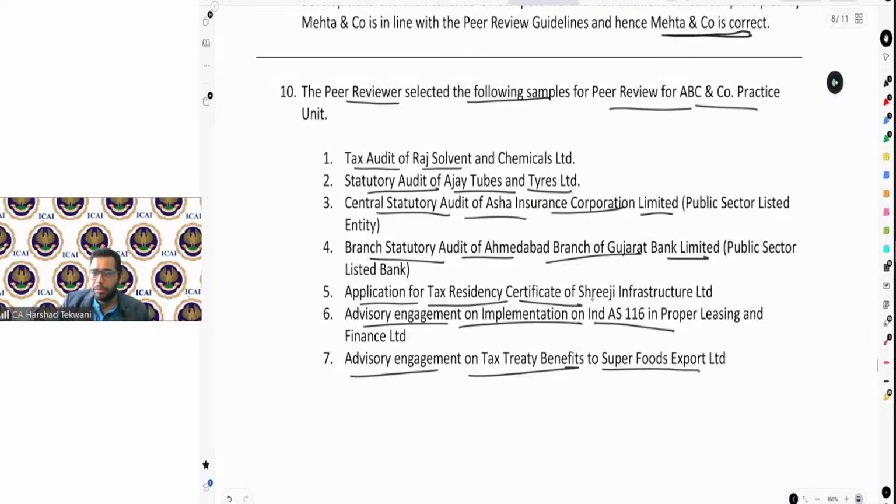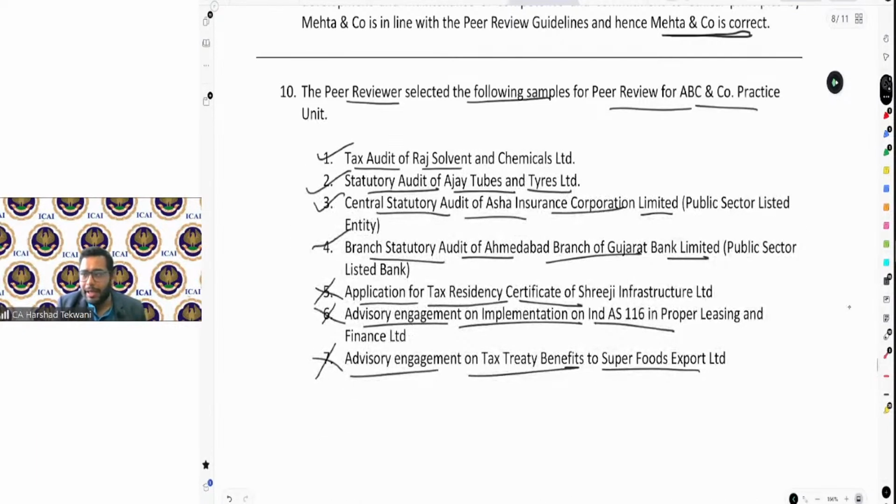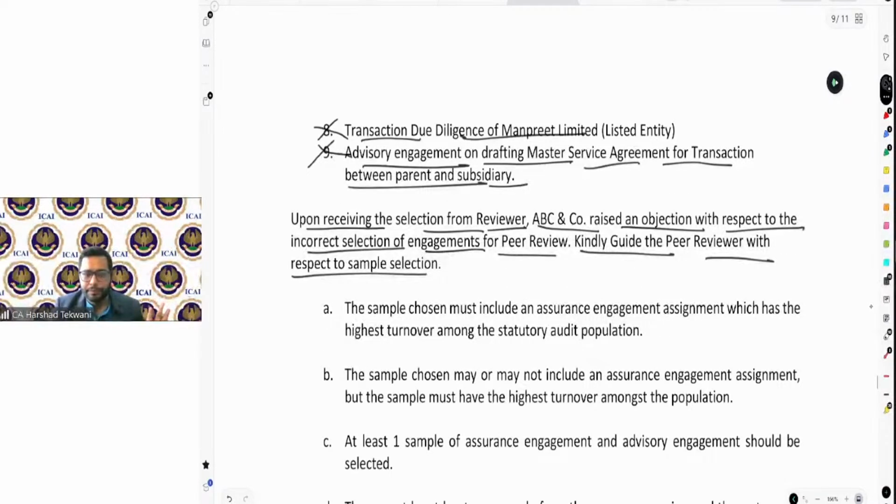If I talk about here, tax audit good, statutory audit good, central statutory audit good, branch audit good, application for tax residency not good, advisory engagements not assurance, advisory engagement not part of assurance, transaction due diligence not part of assurance, advisory engagement on drafting not part of assurance. So the engagements which are not part of assurance engagements, I cannot select. So only 4 are good samples, the rest are not. Clear?